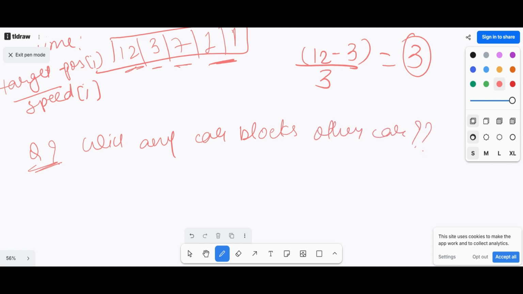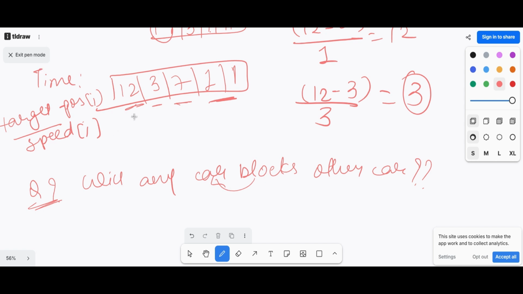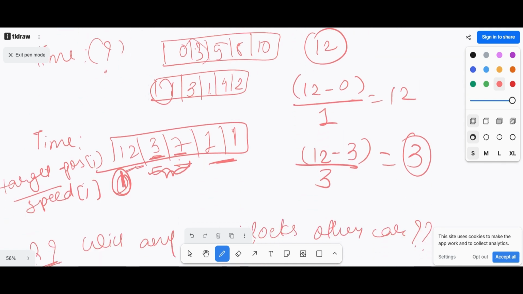Will it block any other car, or will it catch up to some other car at a certain point? So this one is slow. This will be reaching fast at time 3, and this is reaching slow at time 7. Are there any chances these two meet? The speed of this car is 3, and the speed of this car is 1. So it will take more time to reach with lesser speed.